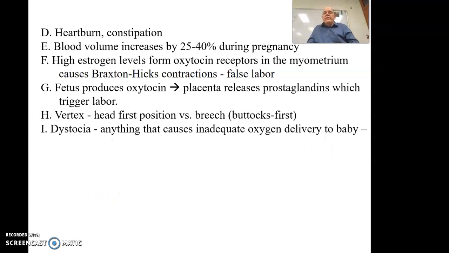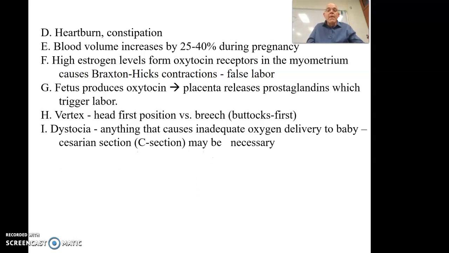Last thing is dystocia. Dystocia is anything that causes inadequate oxygen to the baby, okay? If it's not getting enough. A lot of times the umbilical cord can get wrapped around an arm or leg or something, or somehow it gets kinked and you don't get enough blood going to the baby, so of course it's not getting enough oxygen. Various things like this can happen, or if the placenta were to tear away early and therefore it's not getting the exchange of oxygen it needs. Anything that causes that is called dystocia.